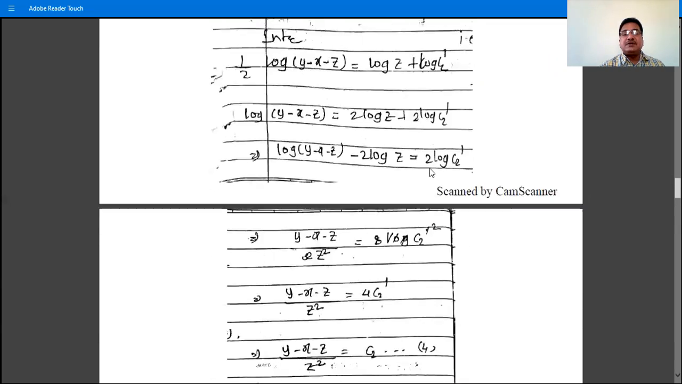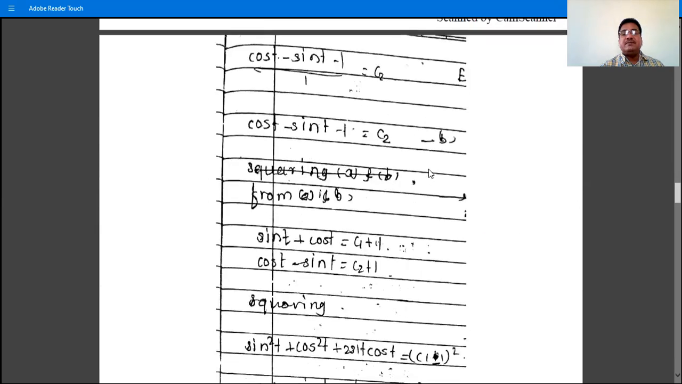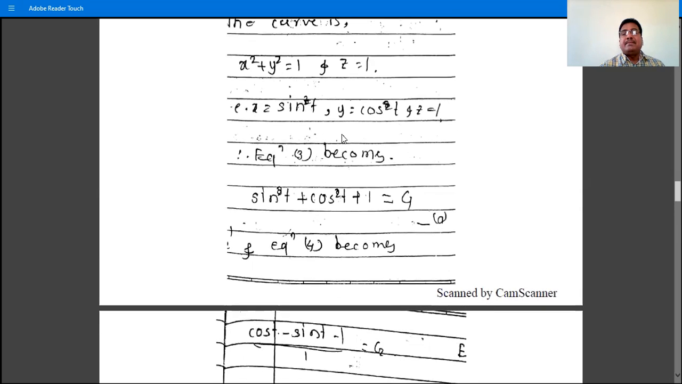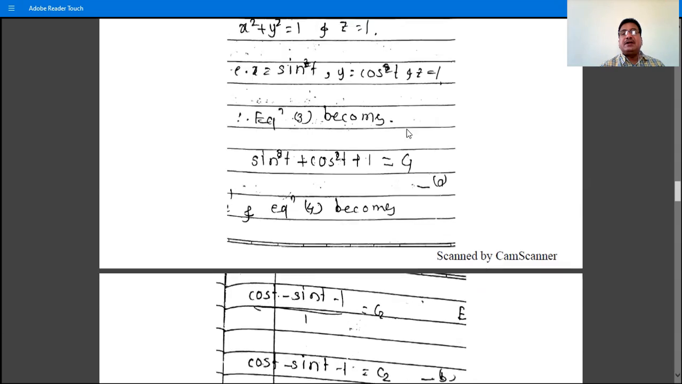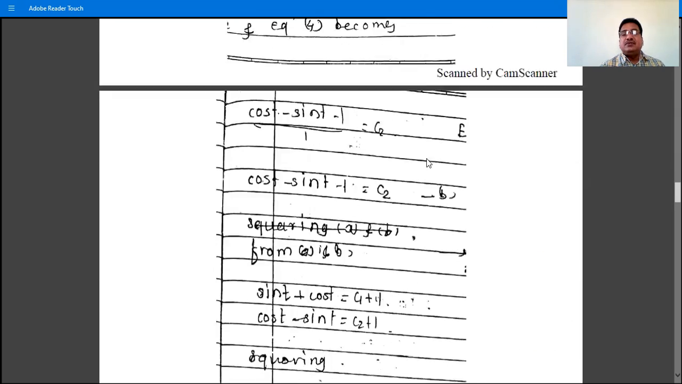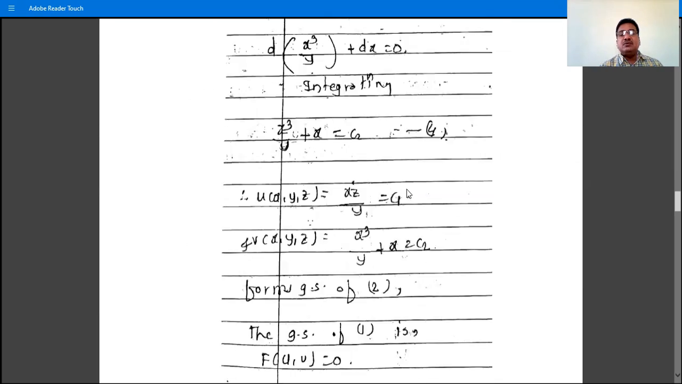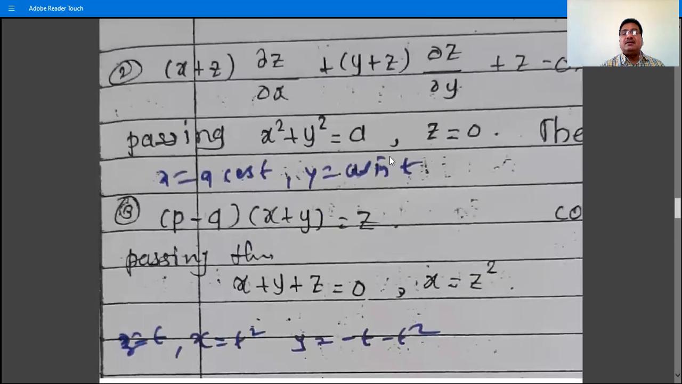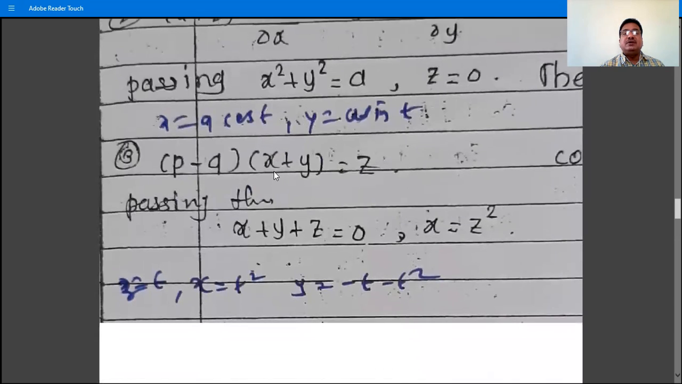Okay, x square plus y square is equal to 1. So what is the substitution? x is sin t and y is cos t. Now we have sin square t plus cos square t as 1 and z as 1. So in this problem, substitute x as root a cos t, y as root a sin t, and z as 0, and find the relation between C1 and C2.